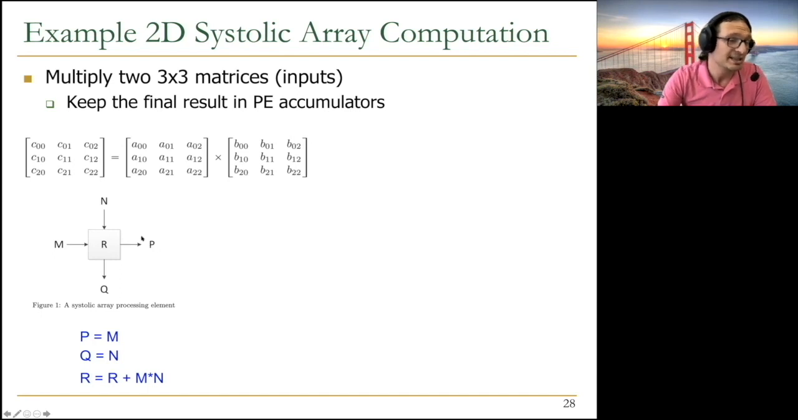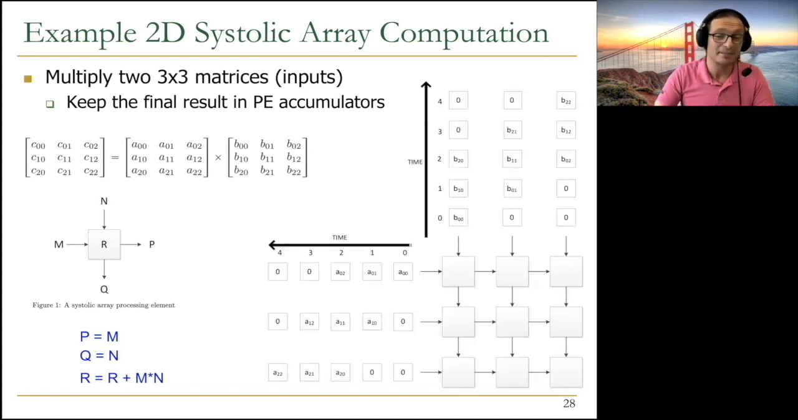Basically, what this processing element does is it passes input M to the right, to P. It passes input N to the lower part. Q is equal to N. It does a multiply and accumulate on its accumulator. Basically, R becomes R plus M times N, okay? And we're going to use that to actually do a matrix multiplication.